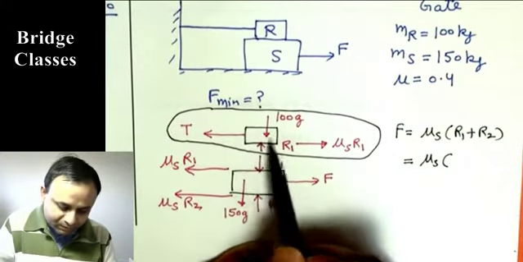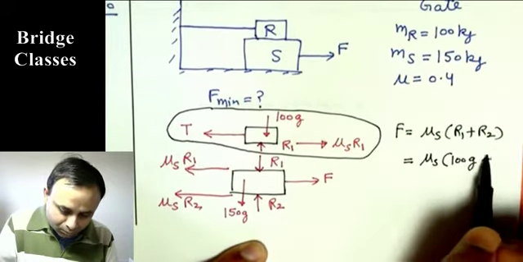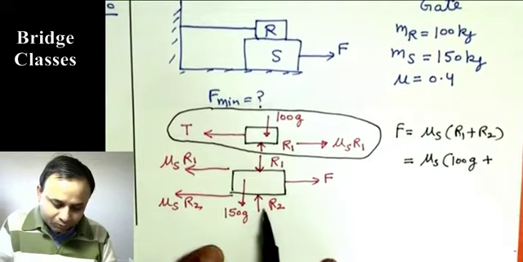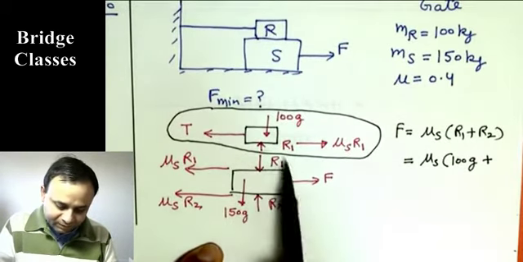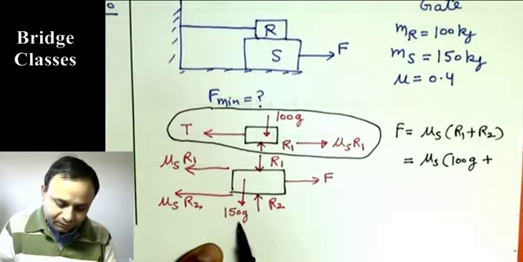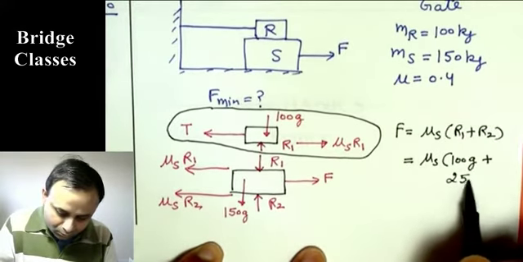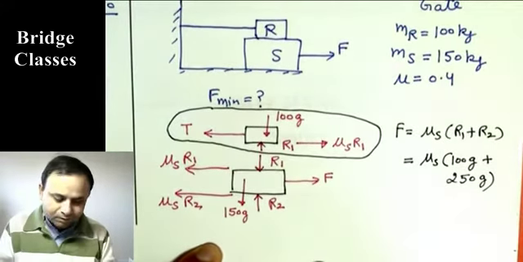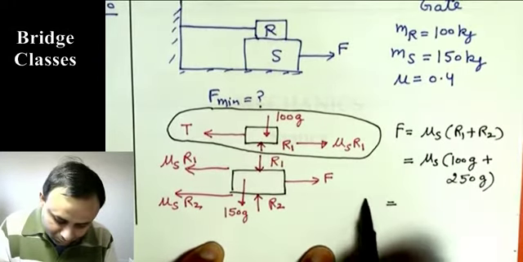That is based on balance on this. R1 is 100 G plus, and R2 is R1 plus 150 G based on vertical force balance on this. So R2 will be 100 G plus 150 G, that is 250 G. Now we just plug numbers in this, you get 1.37 kilonewton.